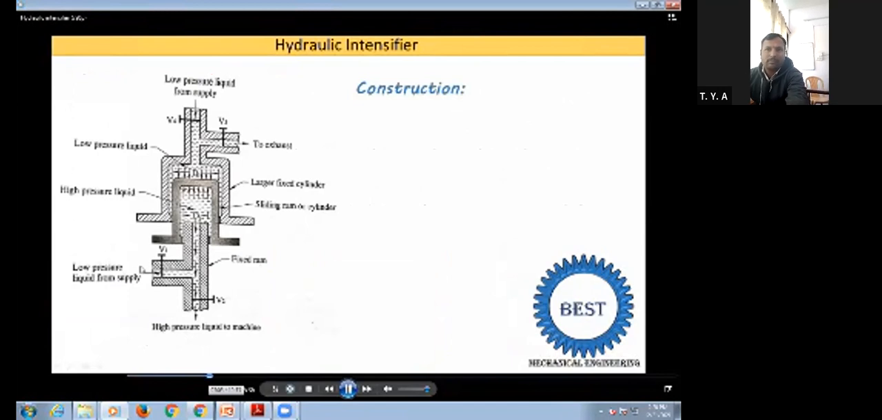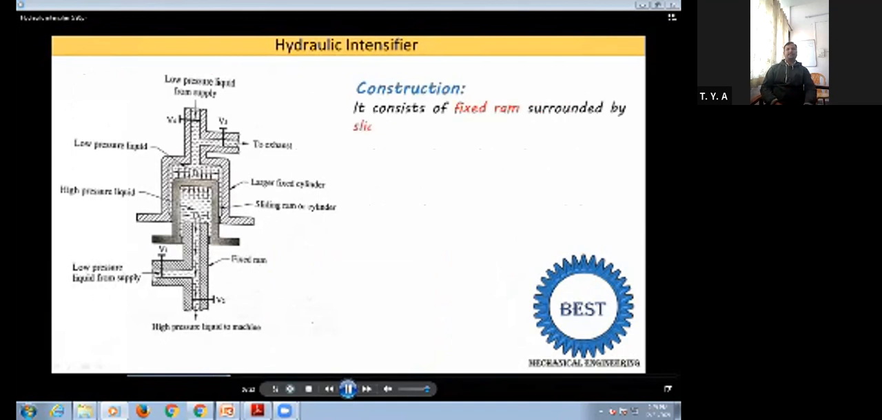This bottom part is known as the fixed ram cylinder. In this construction there are three main cylinders. These are all cylinders, which means that when we see them from the top, they look like circular components. They are not square, they are circular when we watch from the top view. So this part is known as the fixed ram. Fixed means it is not moving, its place is fixed.